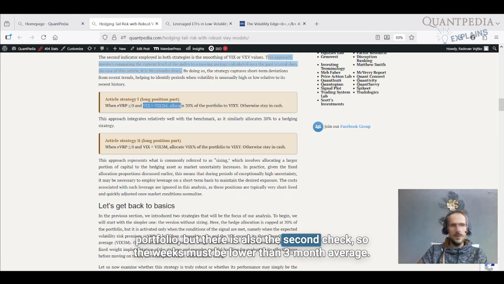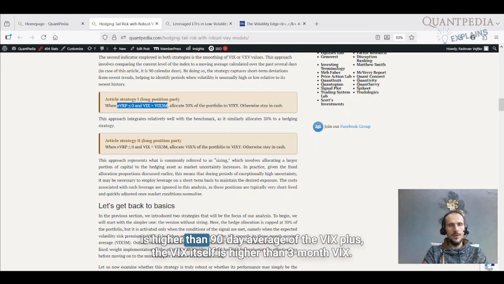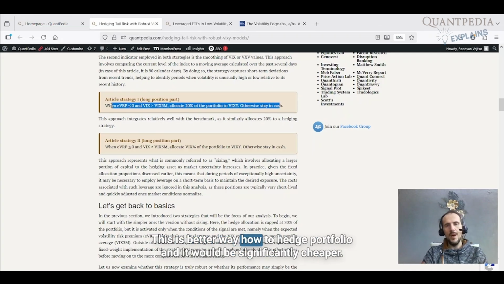But there is also a second check: the VIX must be higher than its 3-month average. We are employing our hedge only in case the realized volatility, so the 10-day standard deviation, is higher than the 90-day average of the VIX, plus the VIX itself is higher than its 3-month average. In this case, we will allocate 20% of the portfolio to the VIX, and otherwise we will stay in cash. This is a better way to hedge the portfolio, and it would be significantly cheaper.